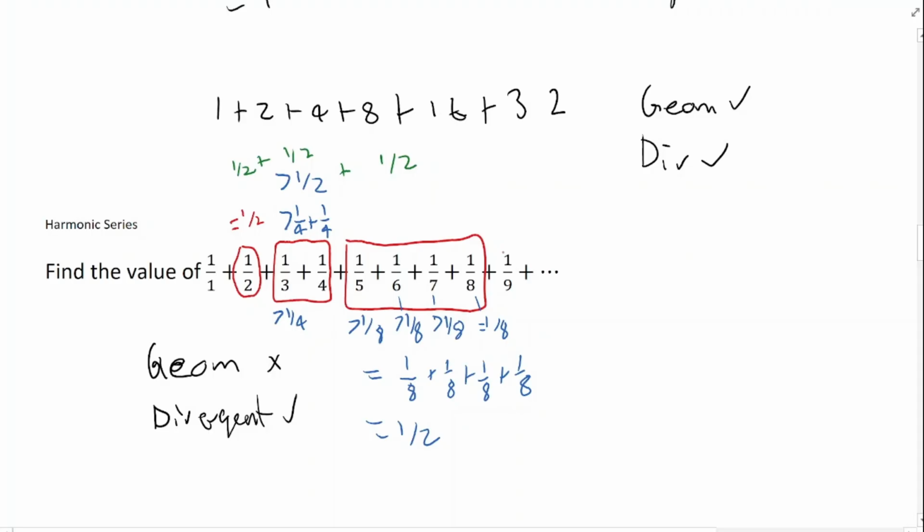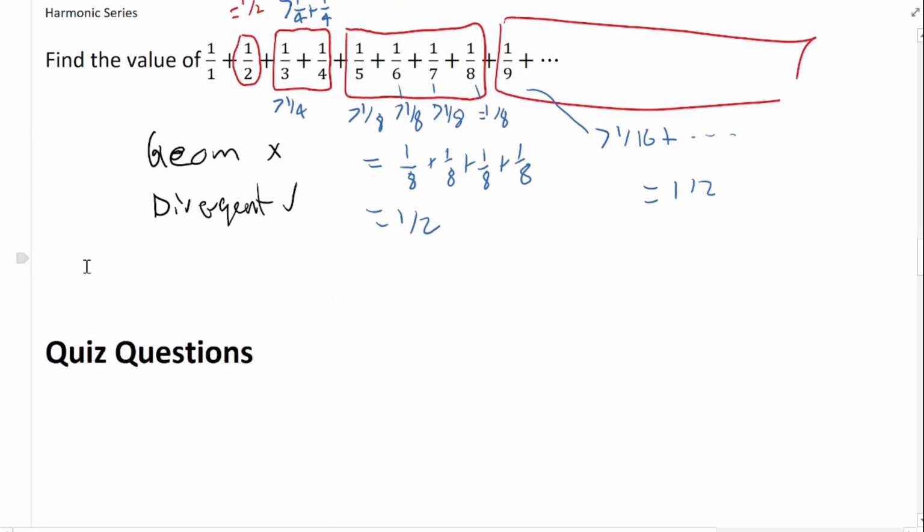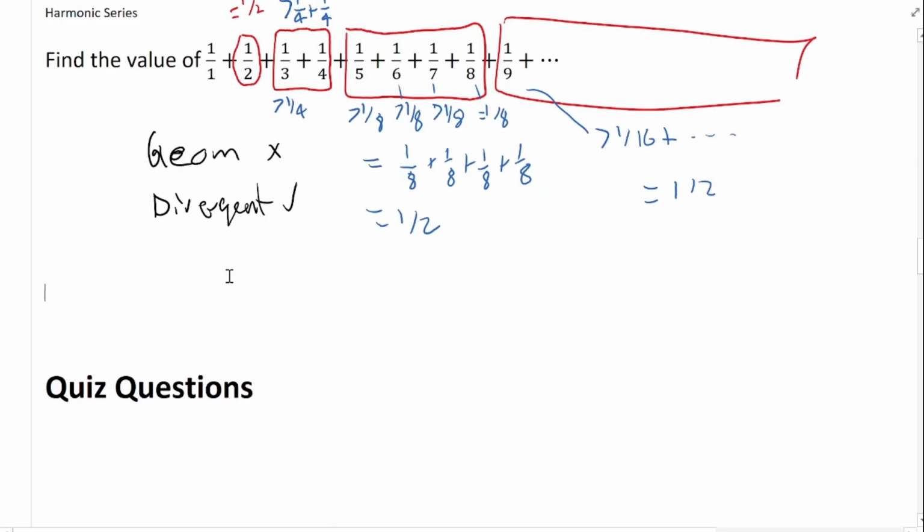Then to get this next term, you would use this, and then a ninth is bigger than a 16th, and then you would do that 8 times, which is a half. And you can see that you can keep grouping these up and getting a half, a half, a half, a half, a half. So this series is greater than a half plus a half plus a half forever. And that is a divergent series. So that means this series has to be divergent.